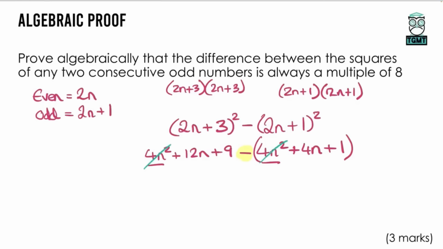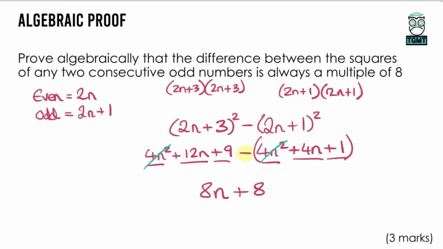We then have 12n, take away 4n, so that leaves us with 8n. That's a good sign because it did want us to show that it's always a multiple of 8, and anything times 8 is going to be a multiple of 8. And then we have plus 9 and take away the 1. 9 take away 1 leaves us with 8. So there we go. We're definitely in a good position here. It wanted us to show that something's always a multiple of 8.